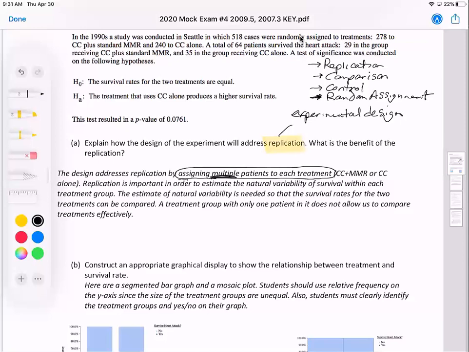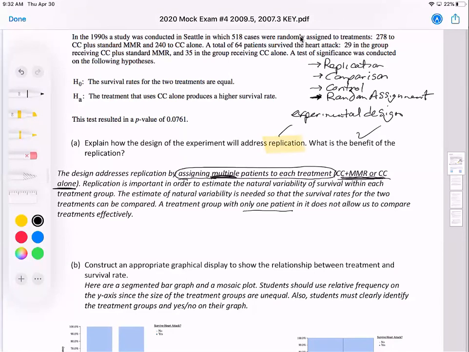And I've included context, because sometimes it's really good to include context in AP Statistics, if you haven't learned that yet. Replication is important. So what's the benefit of replication? Replication is important to estimate the natural variability of survival within each group. The estimate of natural variability is needed so that the survival rates for the two groups can be compared. A treatment group with only one patient does not allow us to compare treatments effectively.